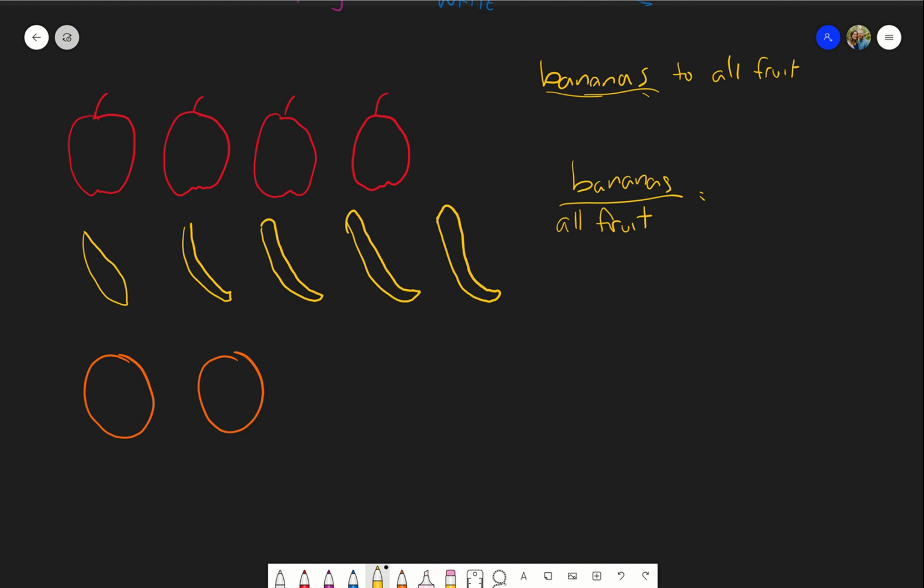This would be, well, I have 5 bananas, and all of the fruit, I have 4 apples, I have 2 oranges, and I have 5 bananas. So I have 4, 5, 6, 7, 8, 9, 10, 11 total pieces of fruit. So my ratio would be 5 to 11.